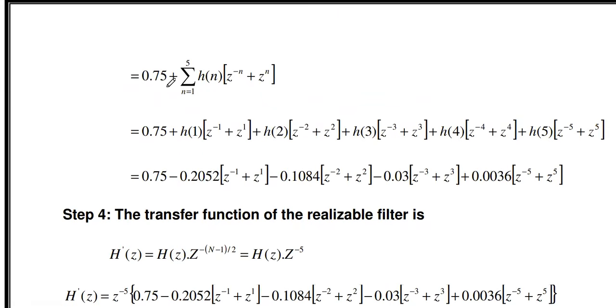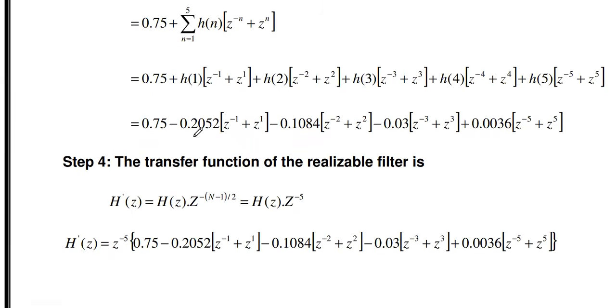Here the H of 0 value is 0.75. Then plus, you just expand it. Then you substitute the values h of 1, h of 2, h of 3, 4 and 5. So you see, we are substituting. Then you see this transfer function has negative z power as well as positive z power. That means this is not a physically realizable filter.